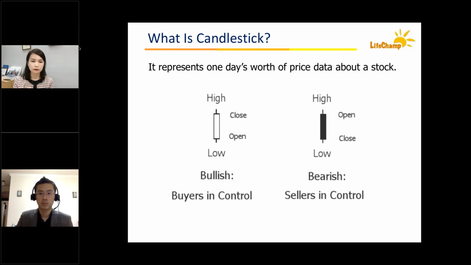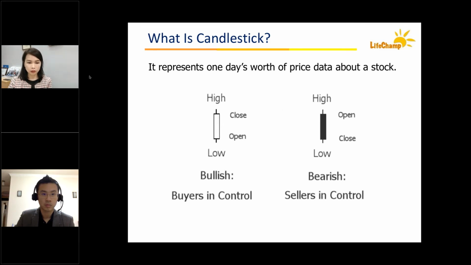So if you are looking at a daily chart, then one candlestick represents 1 day's price movement. Okay, if you are looking at a 5-minute chart, then one candlestick represents a 5-minute kind of price action. Okay, so that candlestick will represent the individual time frame. So it represents 1 day. In this case, it's a daily chart, so it represents 1 day's worth of price data about the stock.